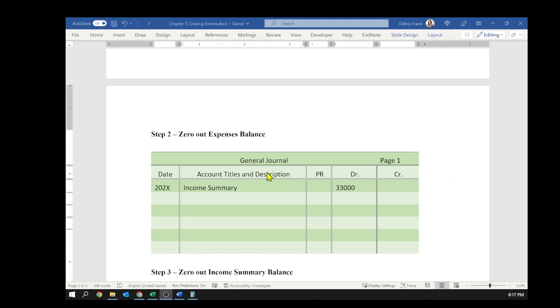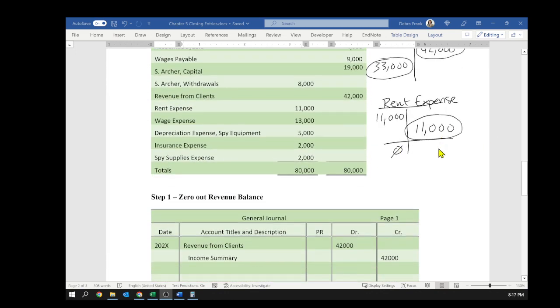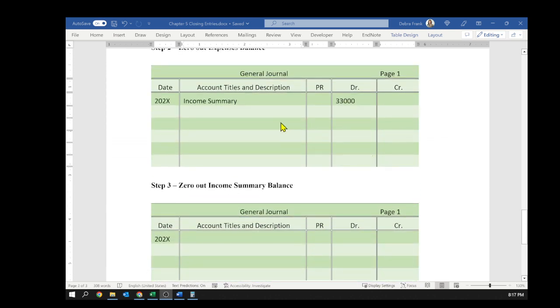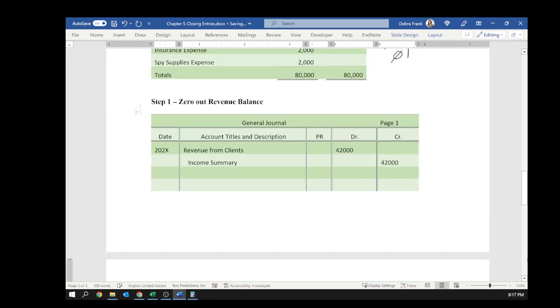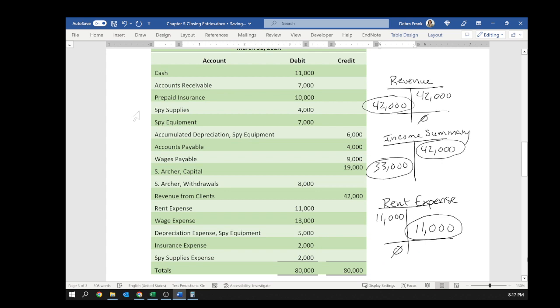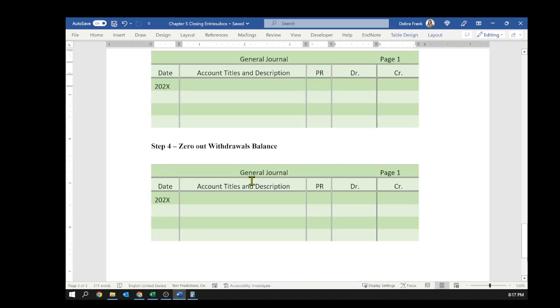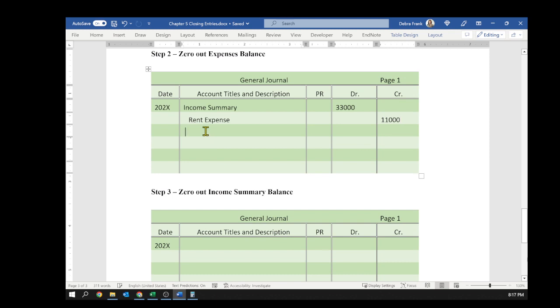Okay, that should be enough. So which one did we do first? We did rent expense. Perfect. So we have a credit for 11,000 for rent expense. And then our next one was, let's go look, because I already forgot what we have. We have wage expense for 13,000 and depreciation expense for 5,000. All right. So those were debits. Now we need to credit them to close them out.